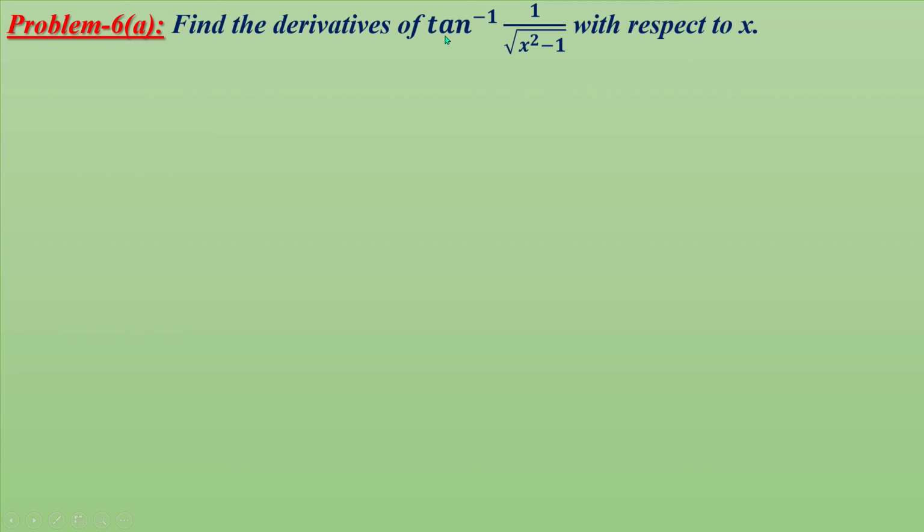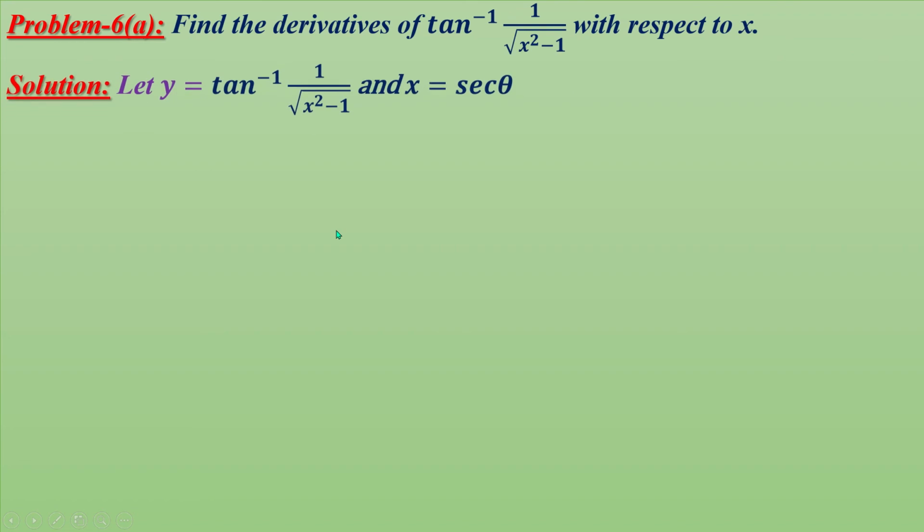6a, find the derivative of tan inverse 1 divided by square root of x square minus 1 with respect to x. Almost all the math is the same. Let y be equal to this part, and here x is equal to sec theta, because at first a variable is given, then a constant, so we have to take sec theta or cosec theta. Here it will be sec square theta minus 1, meaning tan square theta. Clear?